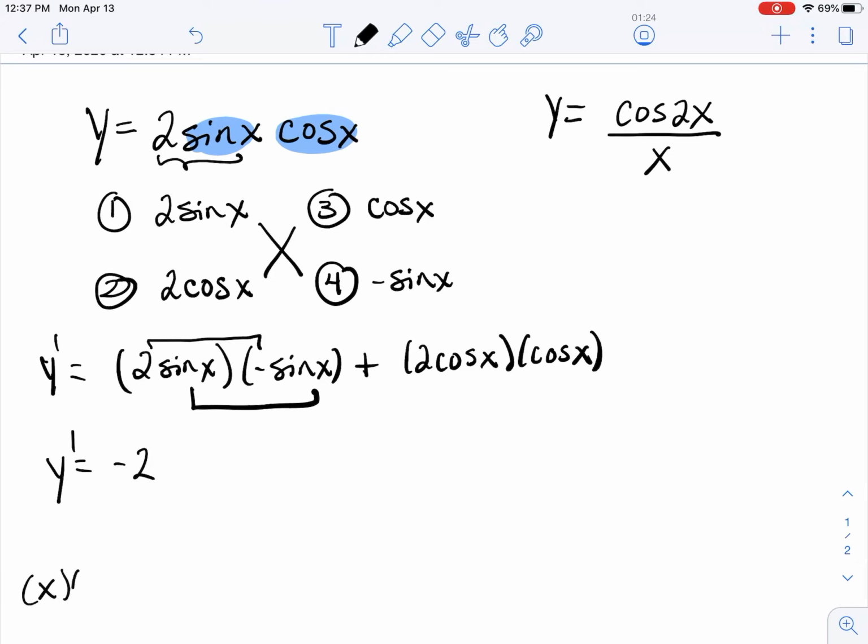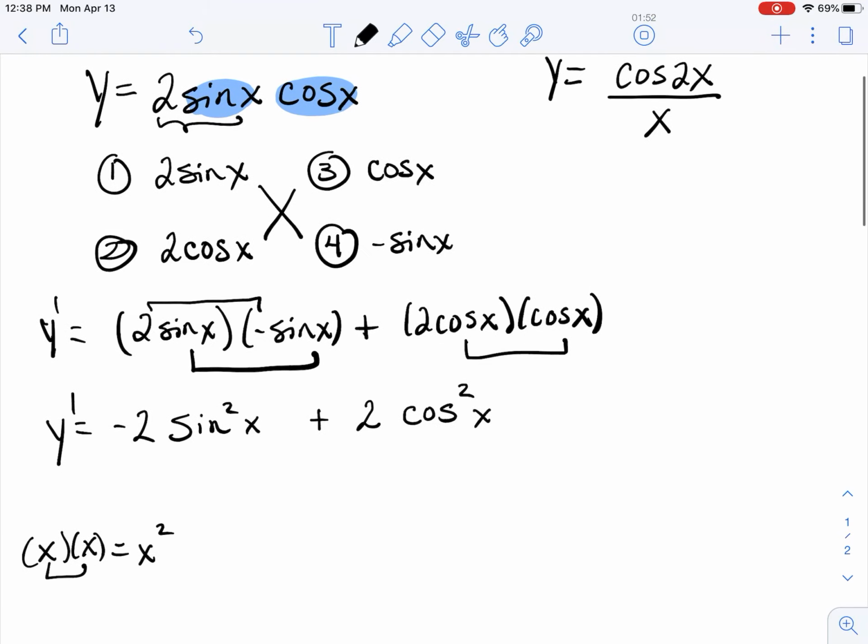But sine x times sine x, I'm going to write this down here. That's the same as x times x, where you've got the same base and you add the exponents. So in this case, sine x times sine x is going to be sine squared x, being that your base is sine, and you're adding the two exponents, 1 and 1. And then likewise over here, you've got cos x times cos x. So again, you've got the 2 times the 1 in front. Cos x times cos x is cos squared x.